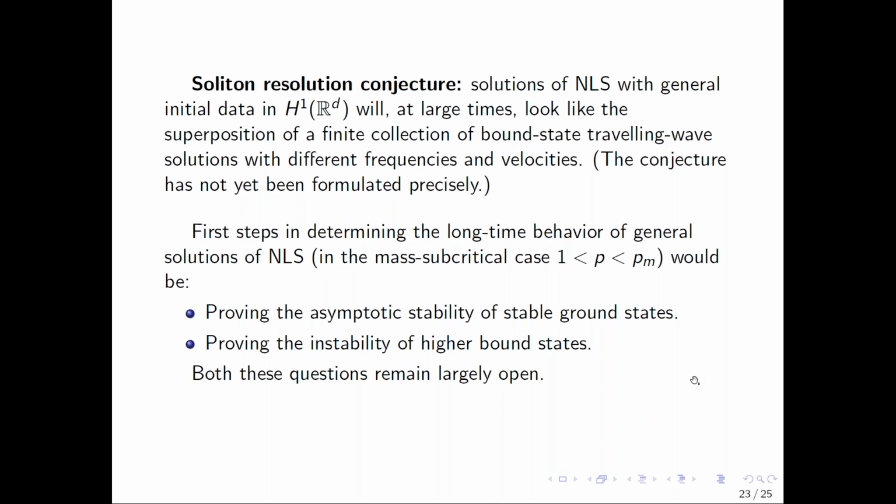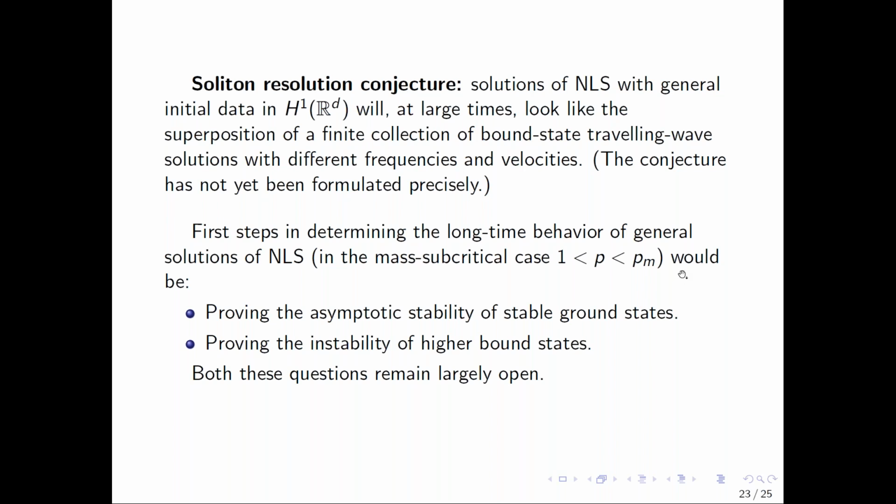This is some kind of ill-defined conjecture which says that if you're trying to solve an NLS equation with general initial data in H1, then at large times what you will see is a finite collection of bound state traveling wave solutions. So these are the bound states that we've been talking about, except boosted by a Galilean boost, and other traveling wave bound states with different frequencies and velocities. But this hasn't been formulated precisely because we don't know exactly what bound states look like in higher dimensions. All we know so far is that radial ground states are unique and that non-negative ground states are unique, but we don't know anything about what general bound state solutions look like.